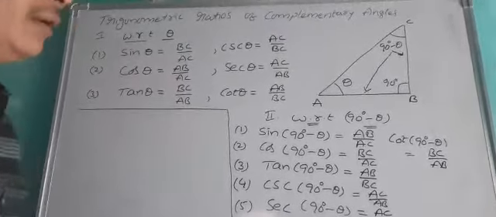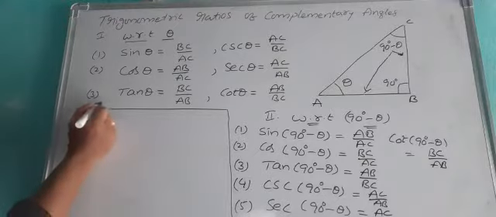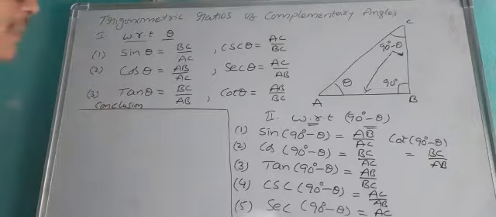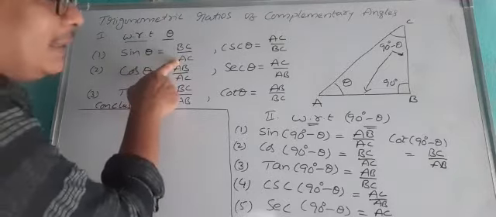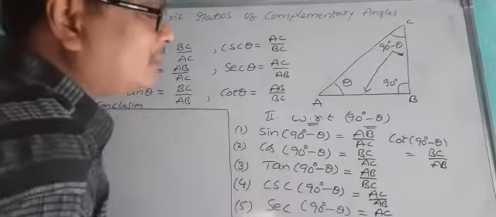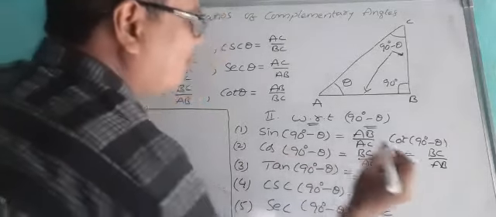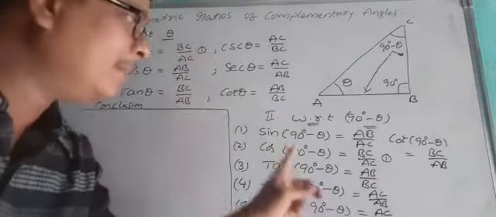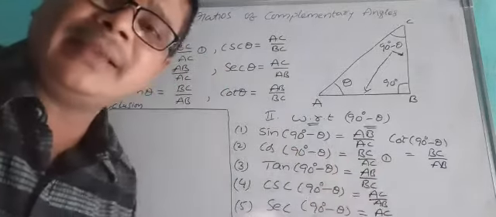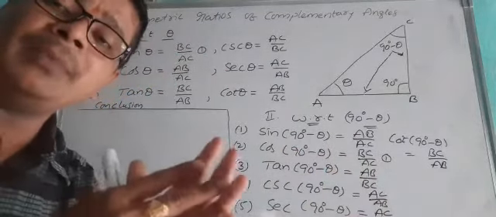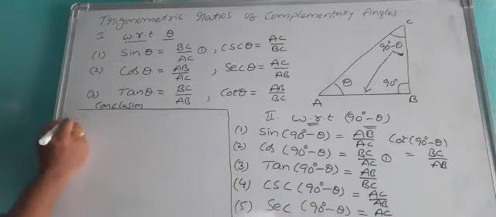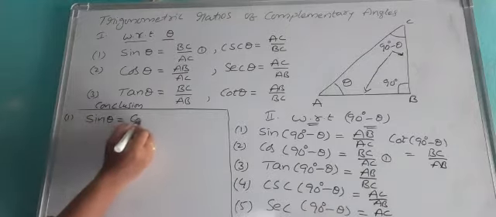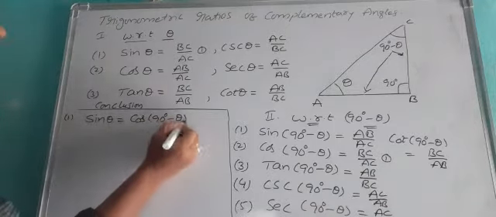Now the conclusion. What is the conclusion? Here you observe sin theta is BC by AC, and cos 90 minus theta is also BC by AC. This is the first one. So they are complementary angles to each other. So the conclusion, first one: sin theta equals cos 90 minus theta.